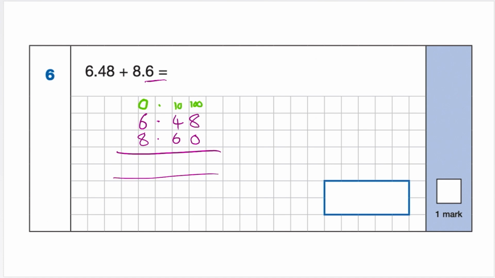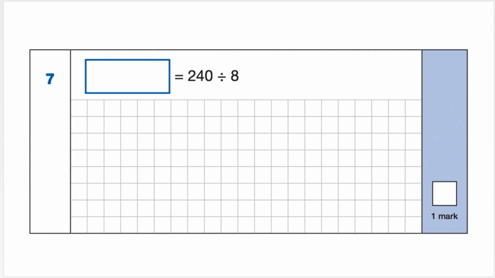Now I'm just going to simply add them up. 8 add 0 is 8, 4 add 6 is 10, put back my decimal, that's really important. 6 add 8 is 14, plus the 1 is 15. So my answer is 15.08. Okay, question 7. This is another funny little one because they're trying to trick you by putting this equal sign seemingly at the start of our question.